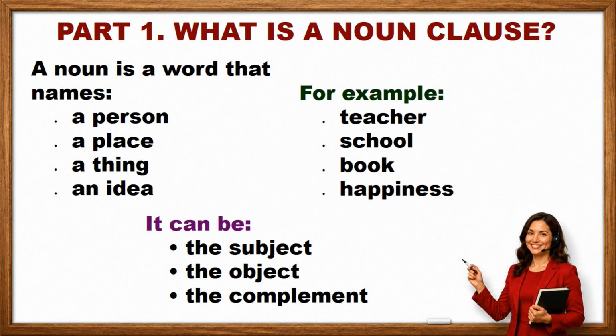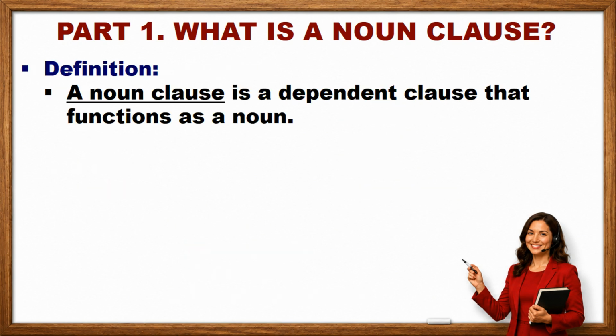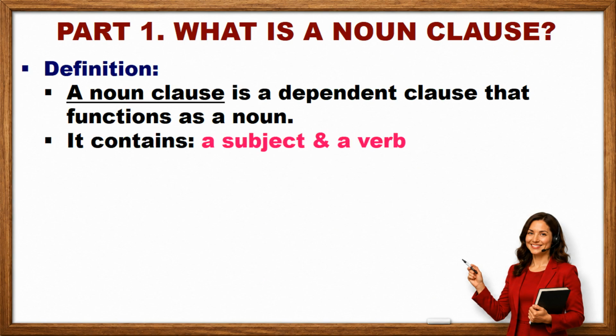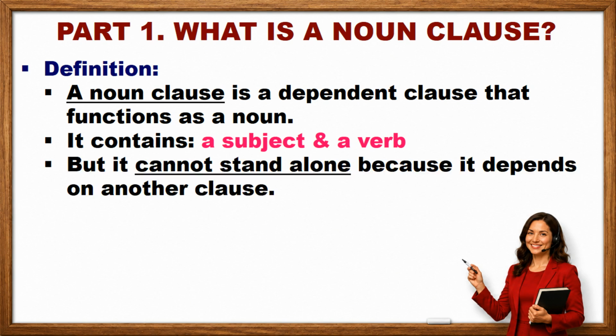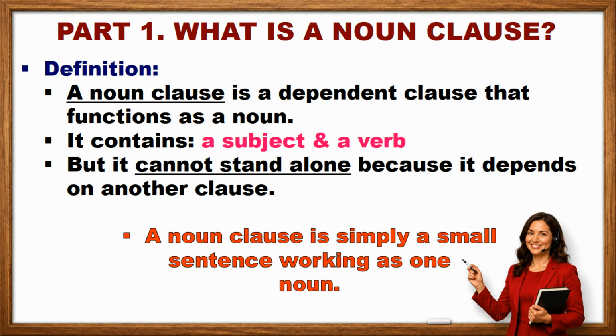That clause performs the job of a noun. That is called a noun clause. Definition. A noun clause is a dependent clause that functions as a noun. It contains a subject and a verb, but it cannot stand alone because it depends on another clause. Think of it this way. A noun clause is simply a small sentence working as one noun.